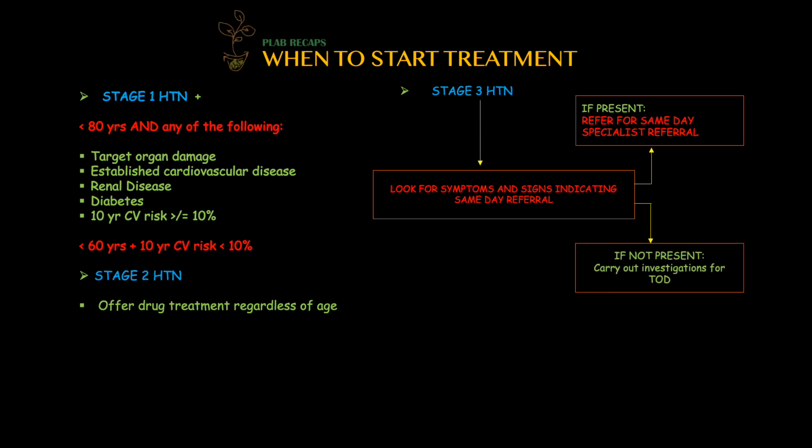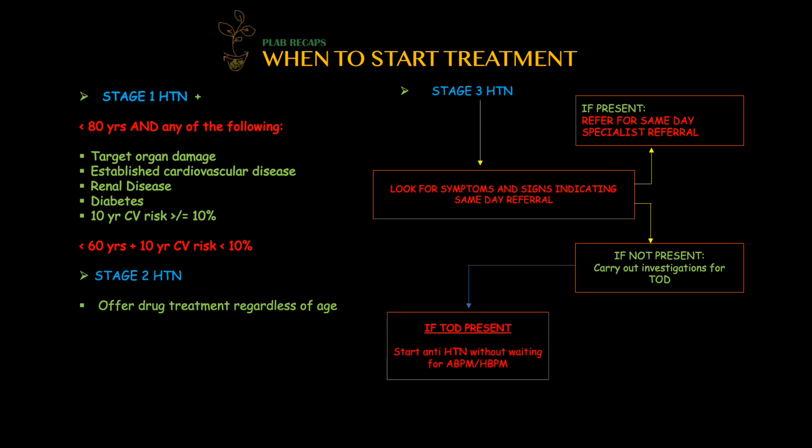If these are not present, then you can carry out investigations for target organ damage. If there is any target organ damage, then you do not have to wait for any ambulatory or home blood pressure monitoring. You can directly start the patient on antihypertensive medications. However, if there is no target organ damage, then just call the patient back to your clinic in 7 days and repeat the blood pressures.